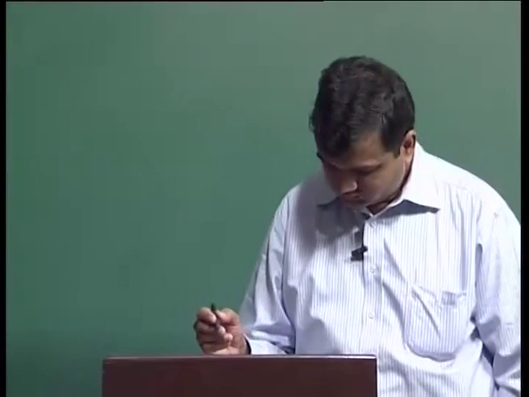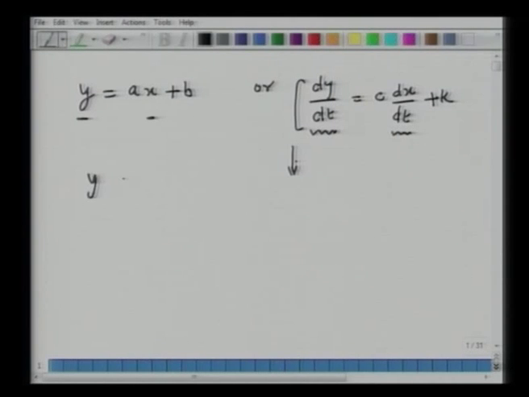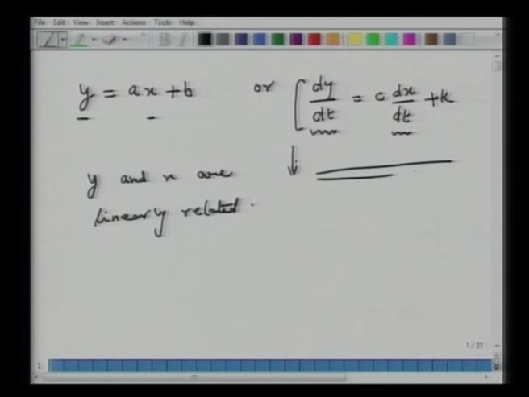So we'll take an example. Suppose I have a relationship y equals ax plus b, or another relationship dy over dt equals c dx over dt plus k. In the first case, the system is linear between y and x. In the second case, the system is linear between dy over dt and dx over dt. And of course, if I integrate this, I will find that the same equation is also linear in y and x. So here we can say y and x are linearly related, and we can make a similar statement for the other relation.